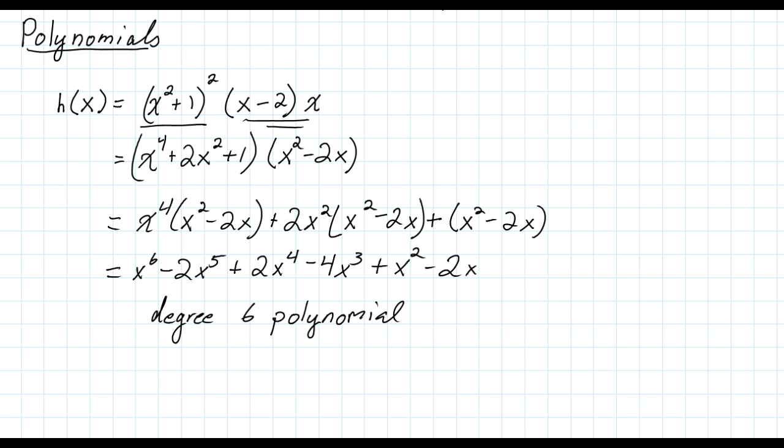Now, that's a lot of work just to find the degree of a polynomial. So if you're just trying to find the degree, h of x is going to have the same degree as if we just take the highest term in each factor. So this first factor, the highest term is x squared, and then we're raising the whole thing to the second. X minus 2, the highest term in that is x, and that final term is just x, so the highest term is x. And that's going to simplify to x to the 4th times x squared, which is x to the 6th. So these two guys have the same degree.